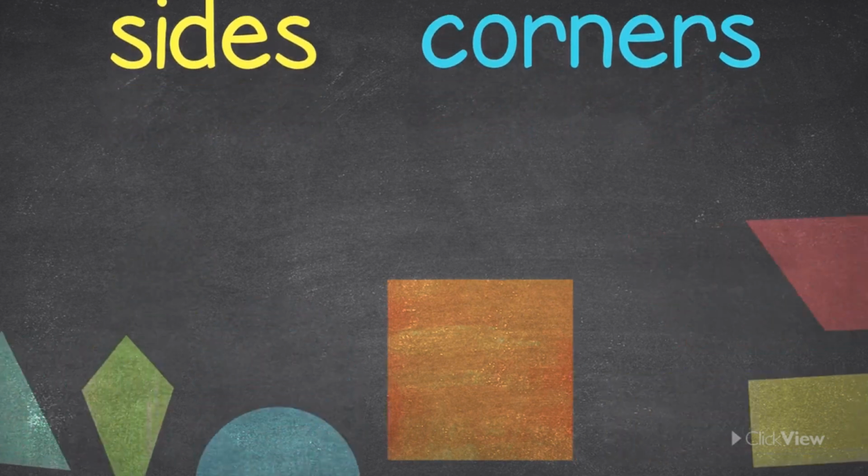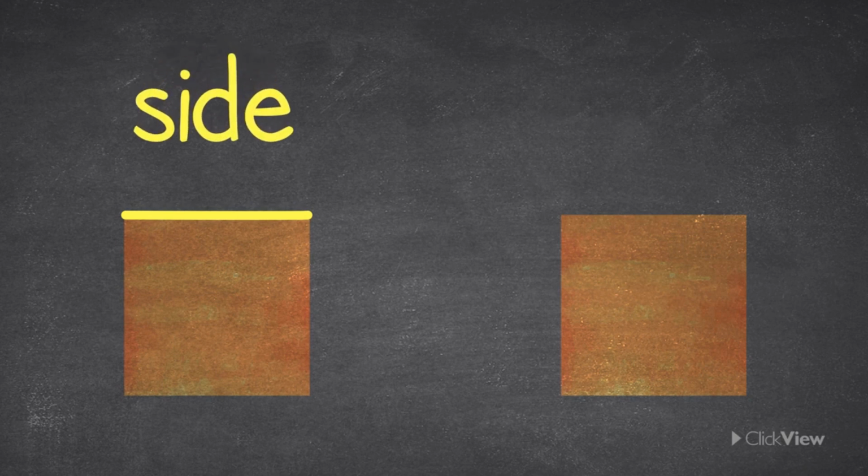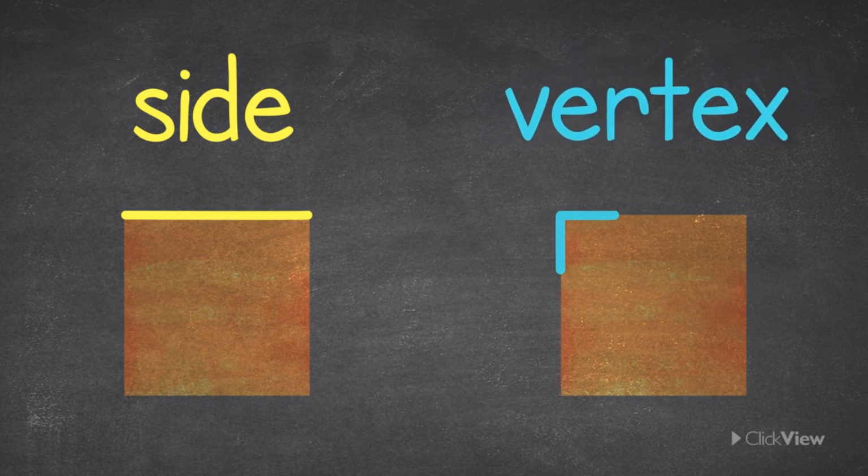But what are sides and corners? A straight line in a 2D shape is called a side. A corner is where two sides meet. A corner can also be called a vertex.